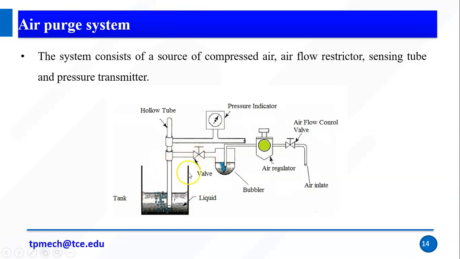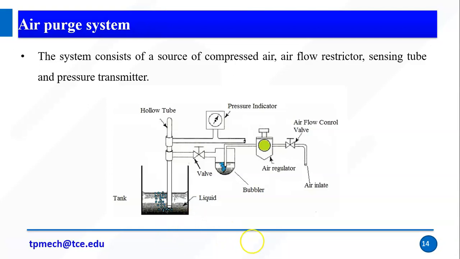If the liquid level is at the tank's full capacity, the restriction is more because the liquid level is high. When the restriction is more, the back pressure is also high. So the pressure indicator shows a higher value. So based on our back pressure value, we can identify or determine the level of liquid present in the tank.